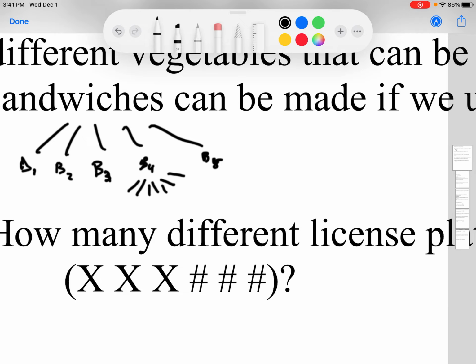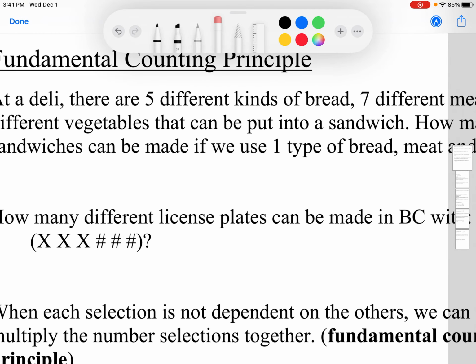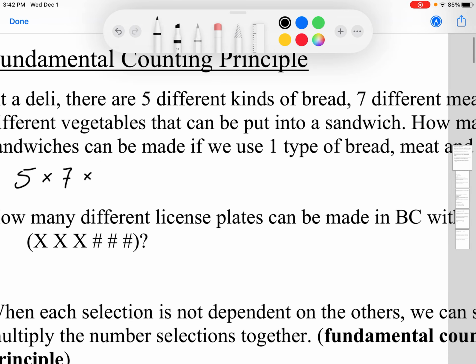So instead of doing all this, although we can draw this out with a tree diagram, we can just combine these with multiplication, because we're essentially talking about groups. So we can combine 5 different breads with multiplication, because we can do groups of 7 different meats, and we can combine this with 4 different vegetables. And altogether then, we can come up with 140 different combinations of sandwiches.